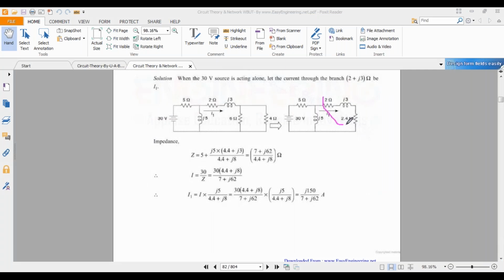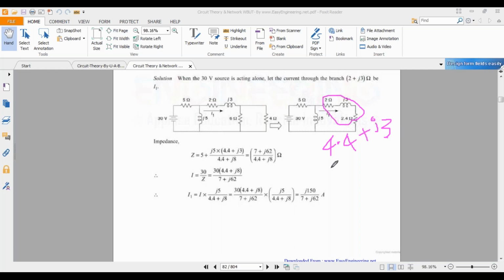So addition of these three branches, that is 2 plus 2.4, 4.4 ohms, right? It is 4.4 ohms plus J3. This addition is being done in rectangular form of 2 plus J3 plus 2.4 ohms, so that it is a real part 4.4 plus an imaginary part of plus J3.